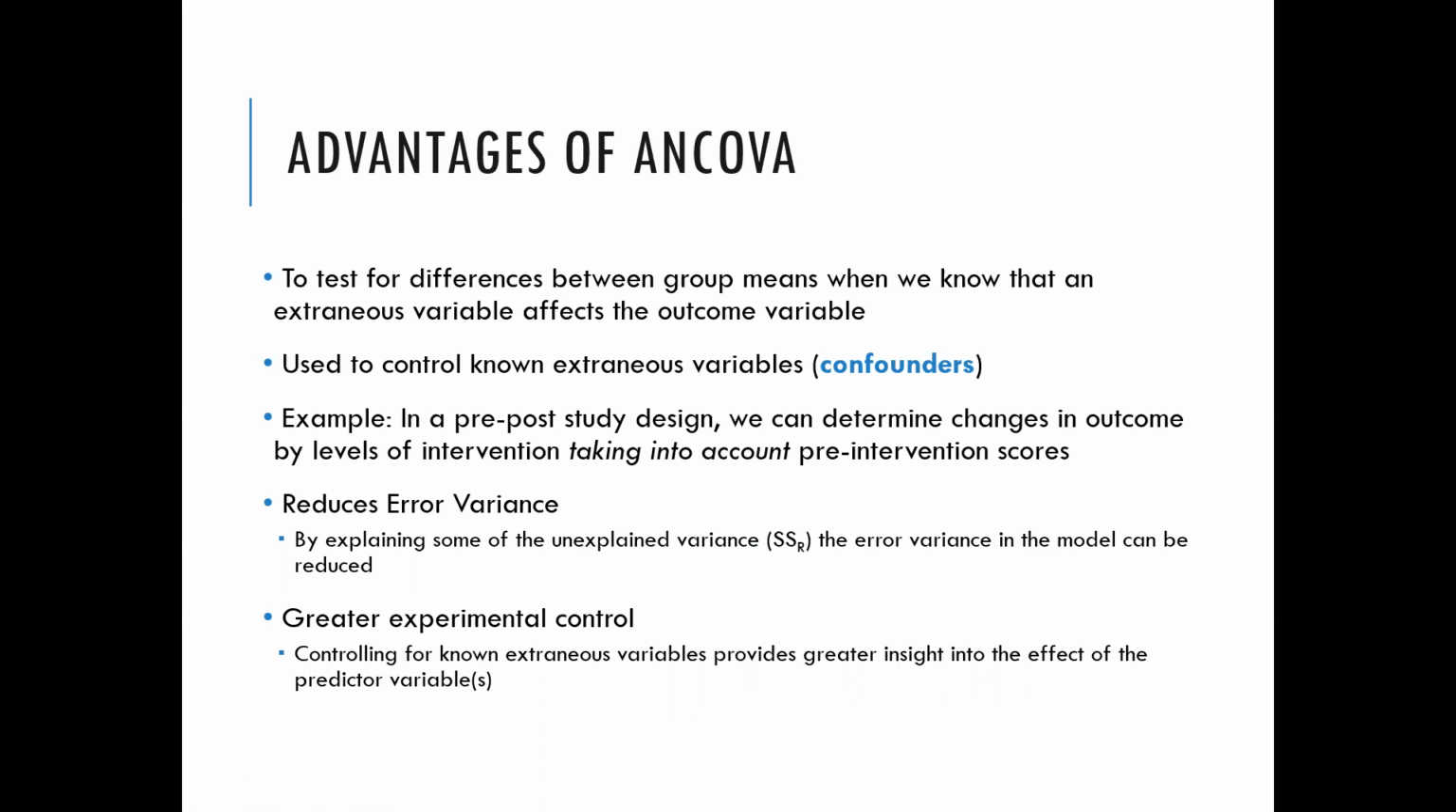ANCOVA reduces error variance by explaining some of the unexplained variance, or the residual sum of squares. And then there's greater experimental control. So we can control for these known extraneous variables or confounders or covariates, and that provides greater insight into the effect of the predictor variables because we're controlling for the effect of these other extraneous variables. It's kind of a cleaner look at these predictor variables.